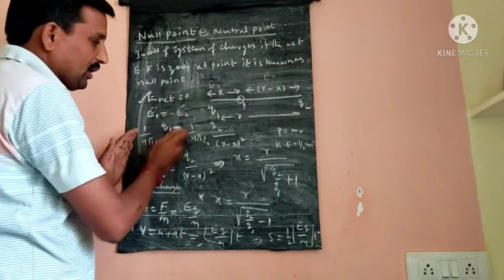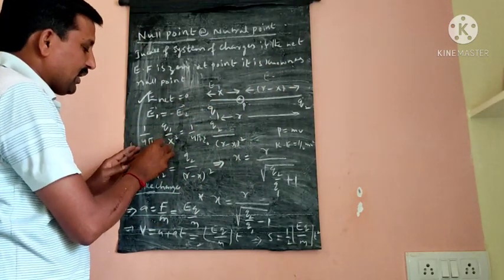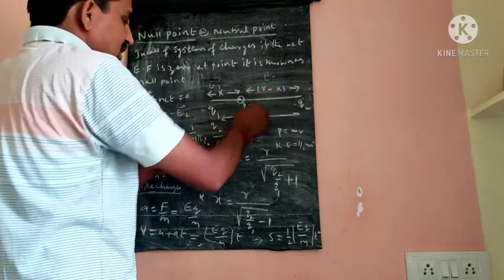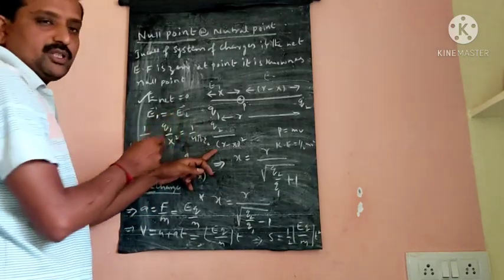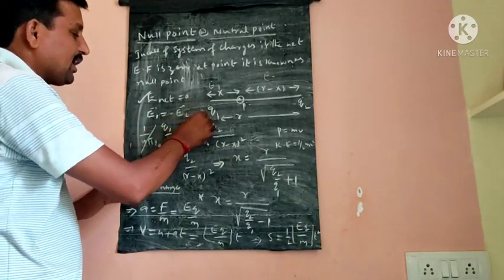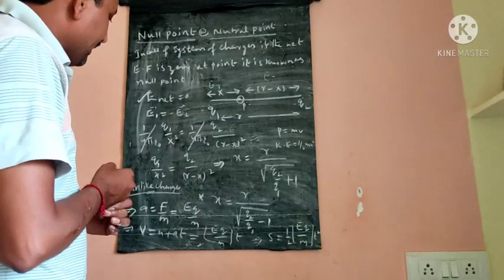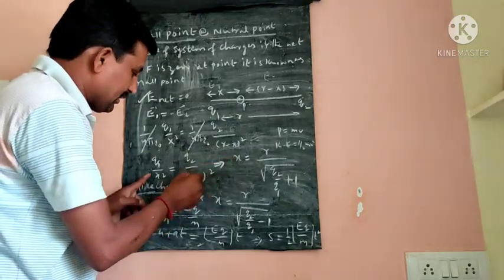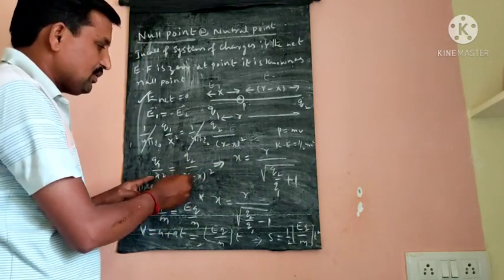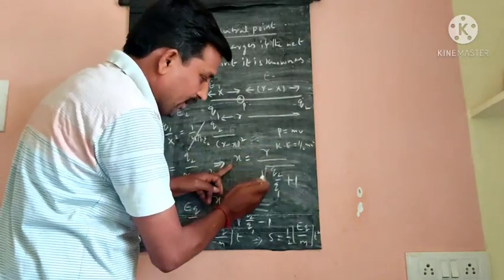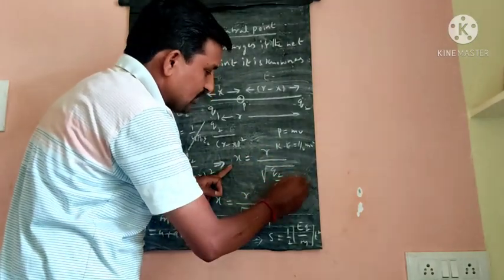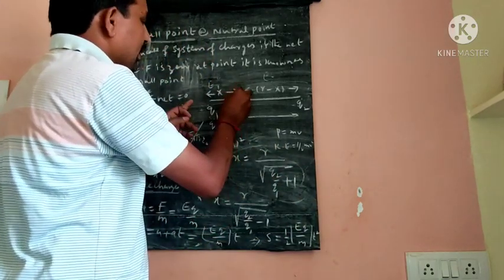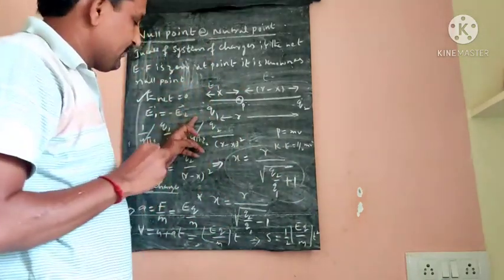E1 is equal to E2, both are equal. 1 by 4 pi epsilon naught Q1 by x square is equal to 1 by 4 pi epsilon naught Q2 by r minus x whole square. Both are equal and opposite. So the 1 by 4 pi epsilon naught terms get cancelled. Here Q1 by x square is equal to Q2 by (r minus x) square. By equating these two, we get x is equal to r by under root of Q2 by Q1 plus 1. So this is the distance x between the null point and the first charge.